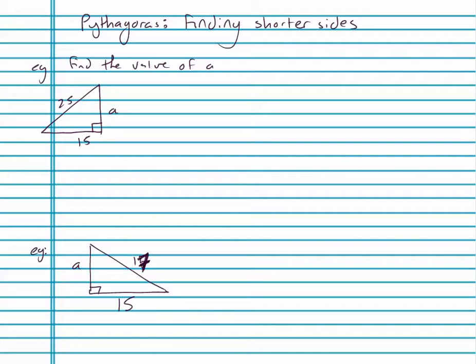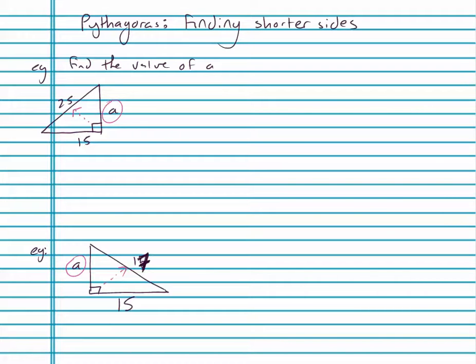Pythagoras' theorem, finding shorter sides of a triangle. In previous lessons, we learned how to find the value of the hypotenuse using Pythagoras' theorem. We can also find the value of the shorter sides. So in these questions, you'll see that they're not asking me for the hypotenuse, they're asking me for shorter sides. There are a couple of ways we can do this. They all use Pythagoras' theorem.